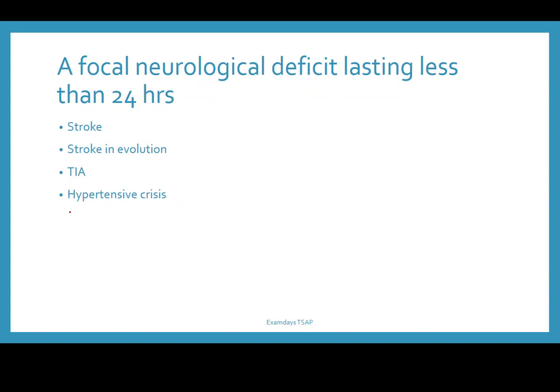Next, a focal neurological deficit lasting less than 24 hours. Once again, the question is: a focal neurological deficit lasting less than 24 hours. The options are stroke, stroke in evolution, C, TIA, and the final option is hypertensive crisis. The correct answer is TIA.